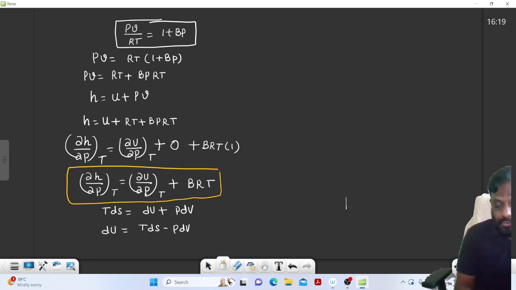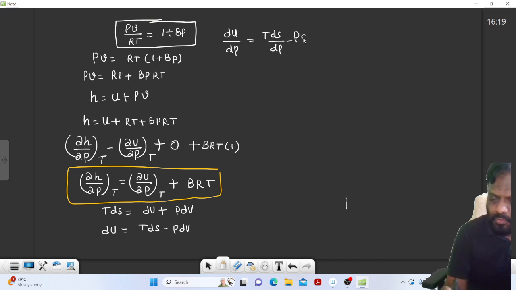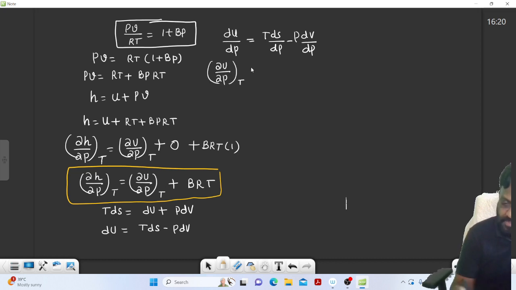But what do you want? dou U by dou P at T. Look here, differentiate this with respect to P. Divide both sides by dP. Look, dU is TdS minus PdV. Divide both sides with dP. Why are you doing this? Because I want dU by dP. But I want this to be calculated by keeping temperature constant. So therefore you keep this at constant temperature.